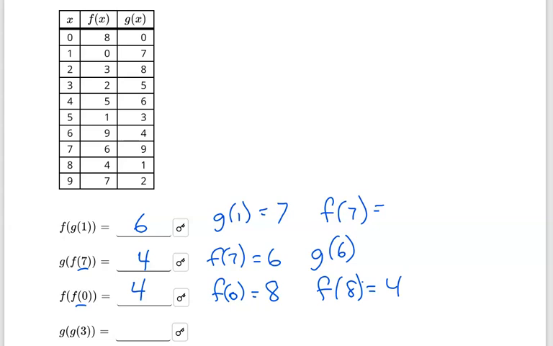G of 3. G of 3 equals, from the table, 3 input. G of 3 gives us 5. So we need g of 5. And g of 5 gives us 3. And so 3 is that answer.